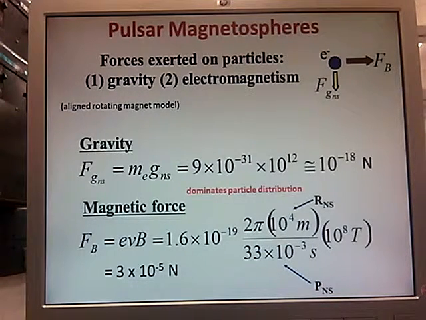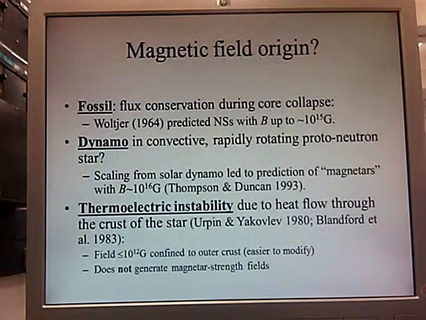Right, so that dominates the particle's distribution. Now, where do we get these strong magnetic fields? So we talked last time about this idea of a fossil magnetic field: I had a star, it had some magnetic field, I did some core collapse through flux freezing kind of ideas, I've compressed all those field lines, which amounts to strengthening of the B field, and then I've got my nice pulsar.